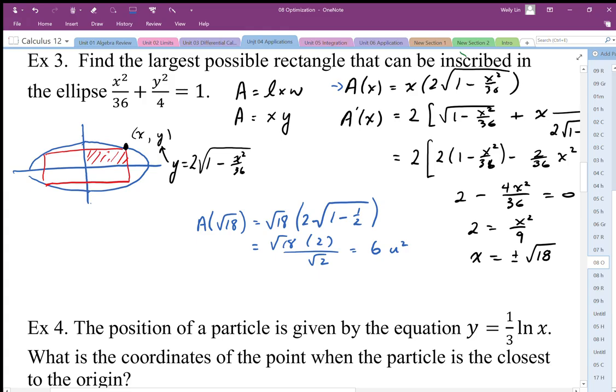So to find the total area, the largest area is going to be 4 times that, which is going to be 24 units squared. So there's my solution.